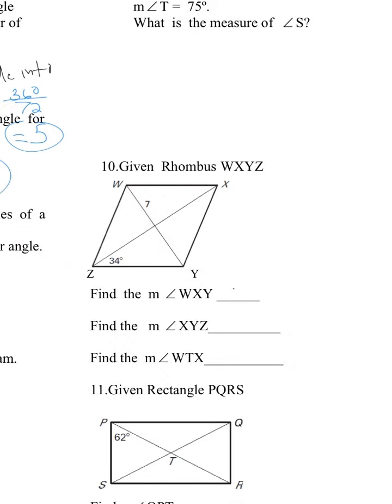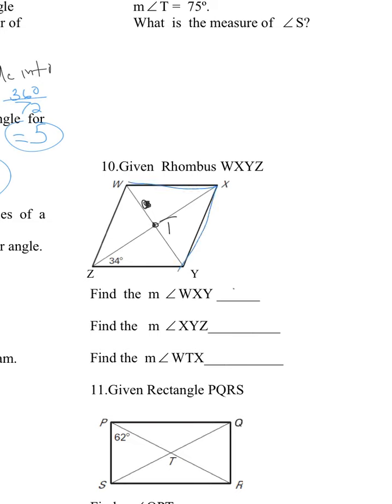We also have number 10. I hope that made it on there. Remember that this is supposed to be point T right there. Find the measure of WXY. So if you follow WXY, you're looking at that big angle.